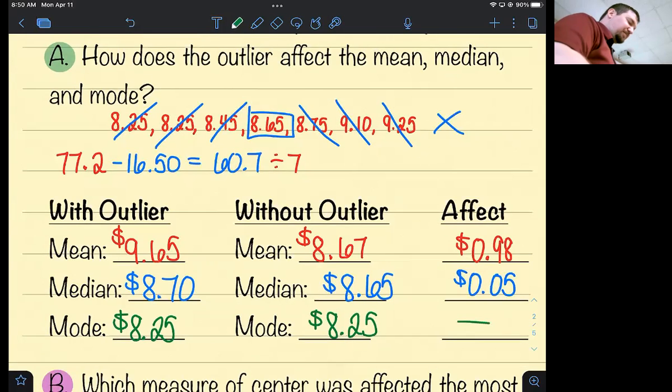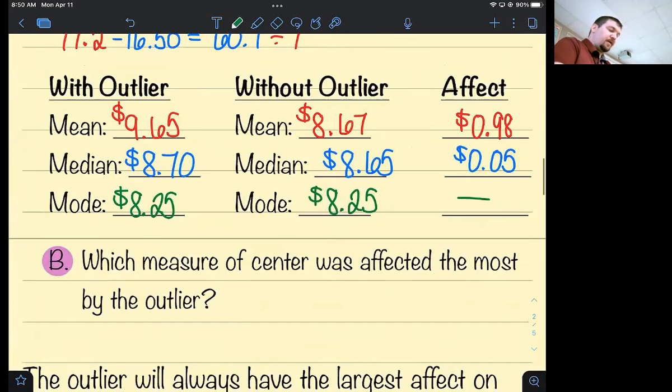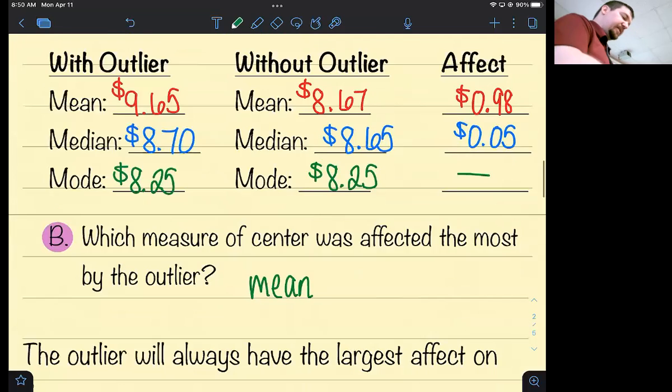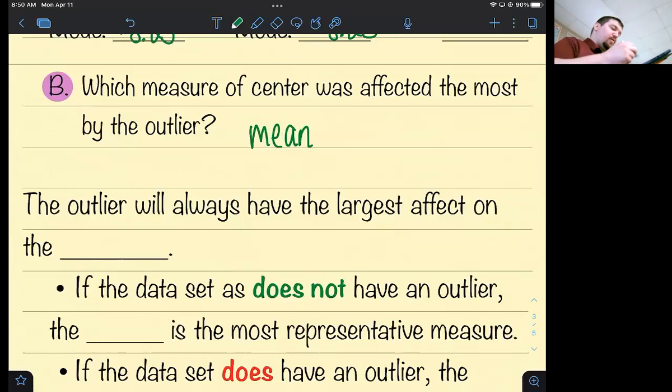All right. It says which measure of center was affected the most by the outlier? The mean was affected the most. That is not a coincidence. That will always be the case. The outlier will always have the largest effect on the mean.